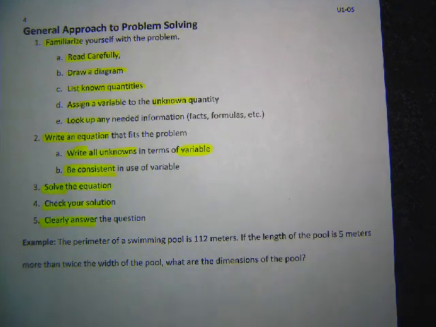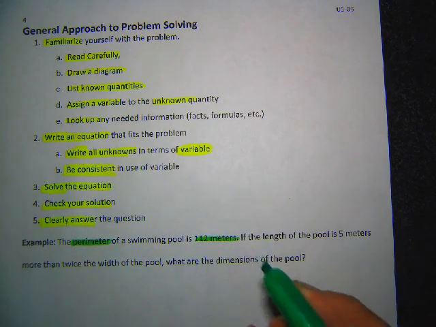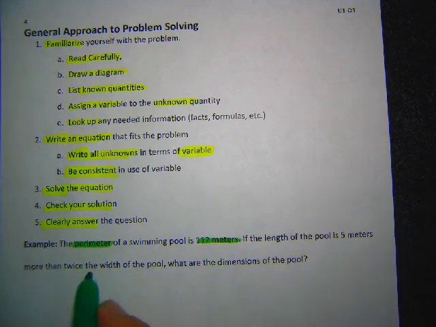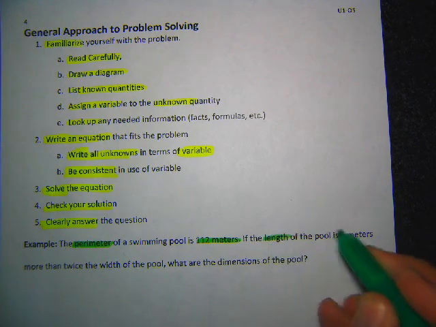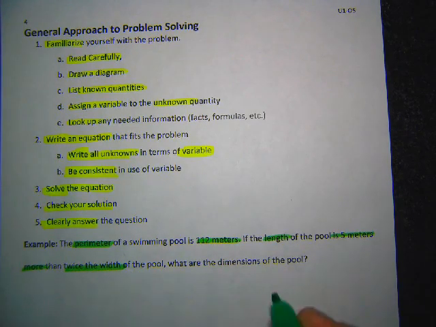So for this problem, they tell us the perimeter of a swimming pool is 112 meters. So right off the bat, we know the perimeter is 112 meters. They say the length of the pool is 5 meters more than twice the width. So length is 5 meters more than twice the width. And they want to know what are the dimensions.